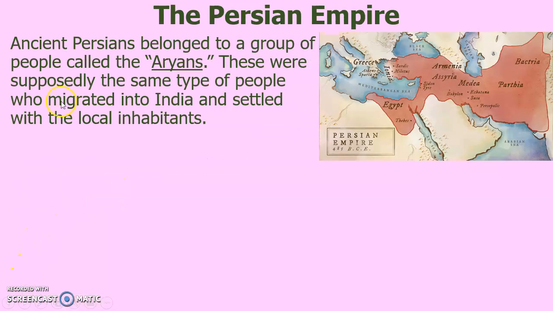The Persian Empire. Ancient Persians belonged to a group of people called the Aryans. These were supposedly the same type of people who migrated into India and settled with the local inhabitants. So in red on this map over here, we have the Persian Empire. You can see at the height, it extended all the way into Egypt. It's where Mesopotamia was. And you've got all the way over until the Himalaya Mountains in the east. It goes from the Caspian Sea to the Black Sea to the Mediterranean Sea.